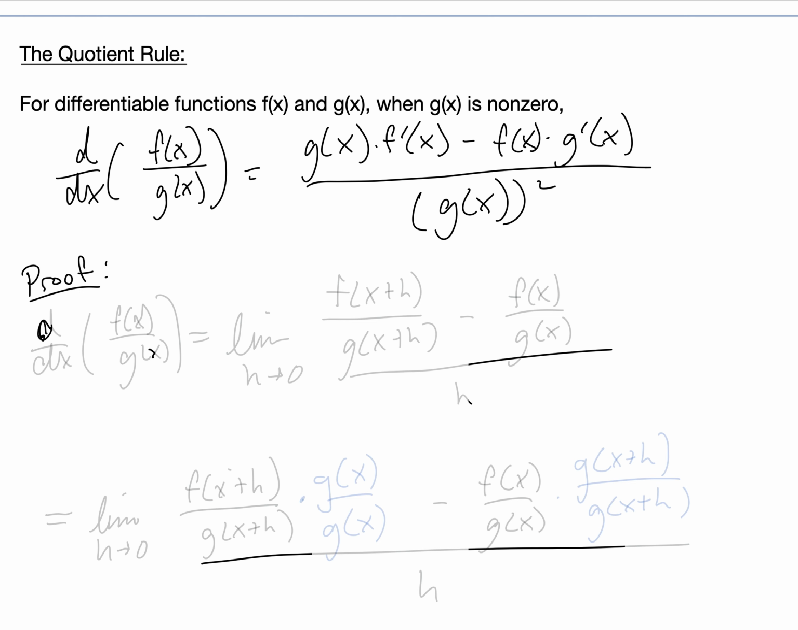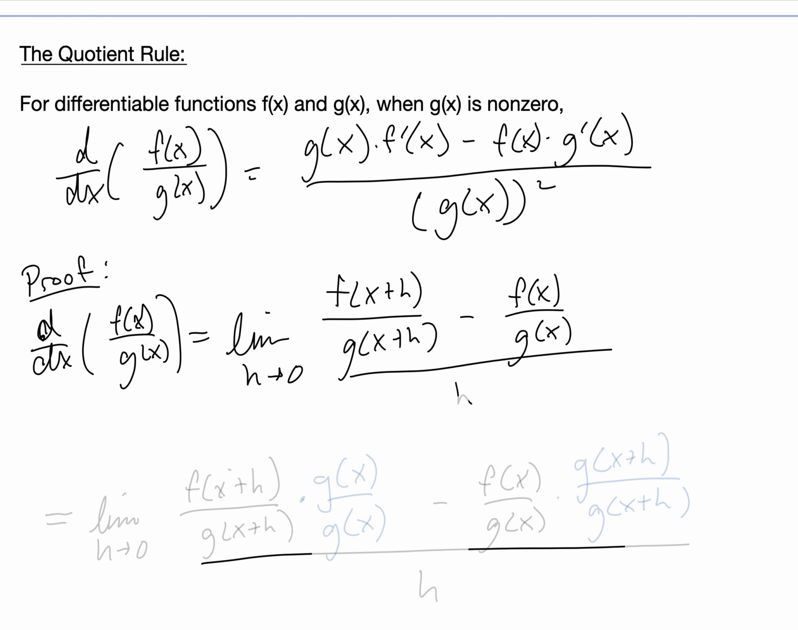So proof, the derivative with respect to x of f of x divided by g of x is equal to the limit as h goes to 0 of f of x plus h divided by g of x plus h minus f of x over g of x, all divided by h. So that's the definition of the derivative applied to f of x over g of x.